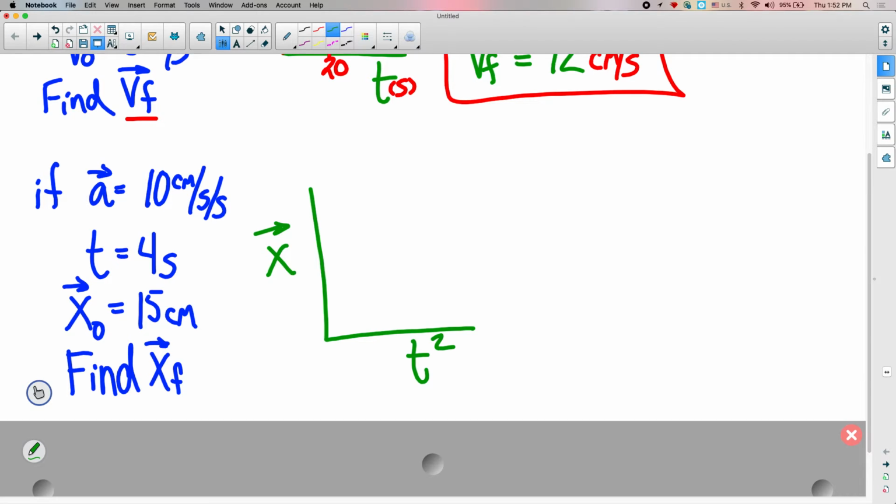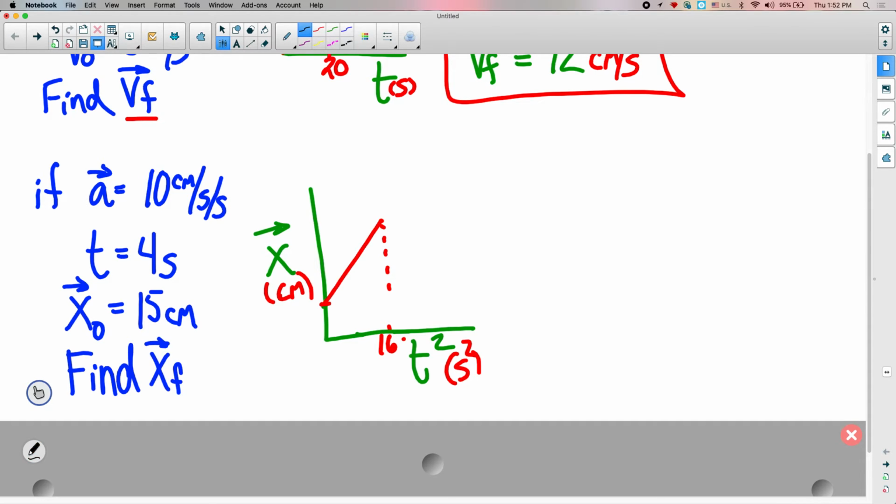But this one has a starting position of 15 centimeters. So we're going to have a positive y-intercept over here, and then we'd have a positive constant slope. Because the change in time is 4 seconds, we'd have to square that. So this clock reading here would be 16 seconds squared. We'll put the 16 here, and as we've done for other things, we'll put the units down here, seconds squared. This is in centimeters.